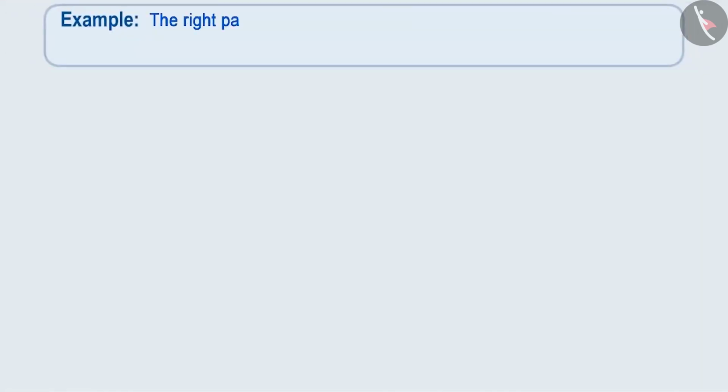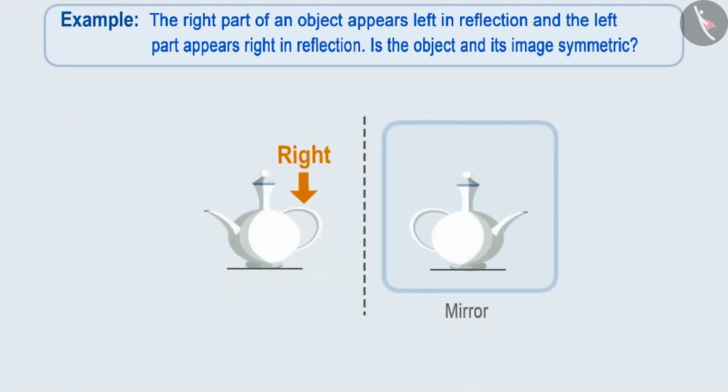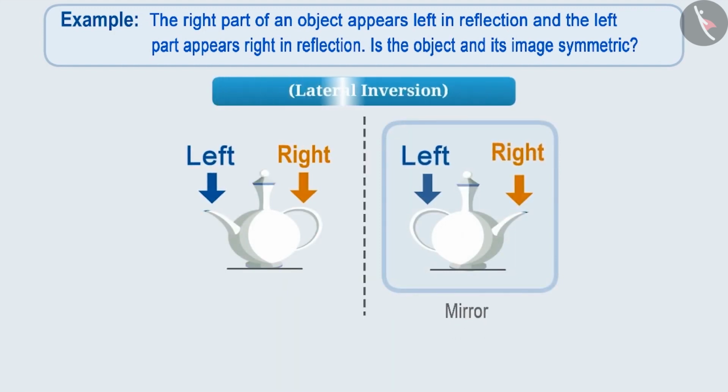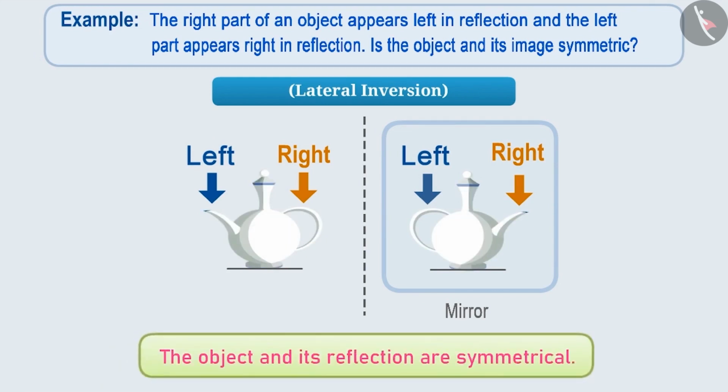Next example, the right part of an object appears in reflection to the left and the left part to the right in reflection. Is the object and its image symmetric? In the mirror, the right part of the object is visible to the left and the left part to the right. This phenomenon is what we call lateral inversion. It is true that the right part of the object appears left in the reflection and left part of the object appears right in the reflection. But the object and its reflection are closely related to each other. Hence, they are also symmetrical to each other. Therefore, the object and its reflection are symmetrical.